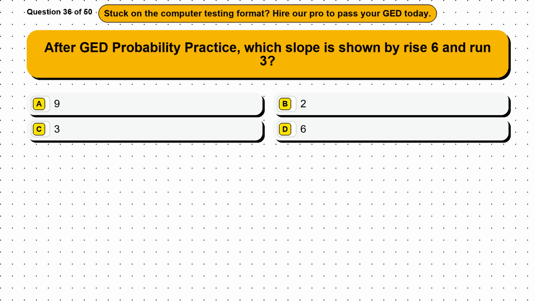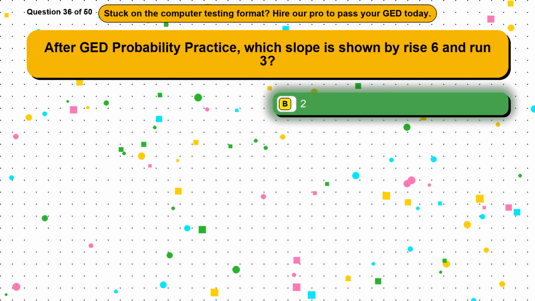Question 36. After GED probability practice, which slope is shown by rise 6 and run 3? Option A 9. Option B 2. Option C 3. Option D 6. The correct answer is option B, 2.